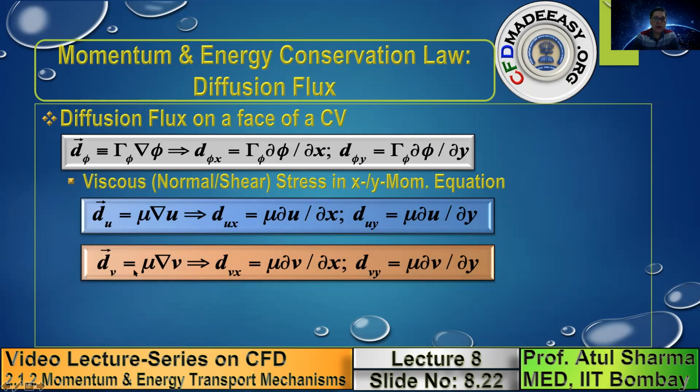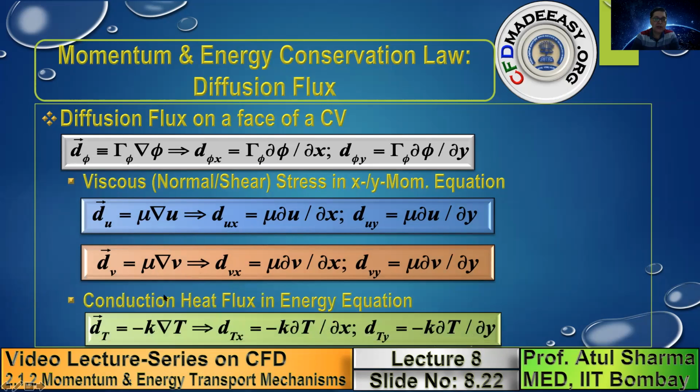Similarly, this is for the y momentum equation. This is the conduction heat flux, which corresponds to the conduction heat flux, and you know that this is represented by minus k grad T. So note that here this is sigma xx, this is sigma yx, this is sigma xy, and this is sigma yy.